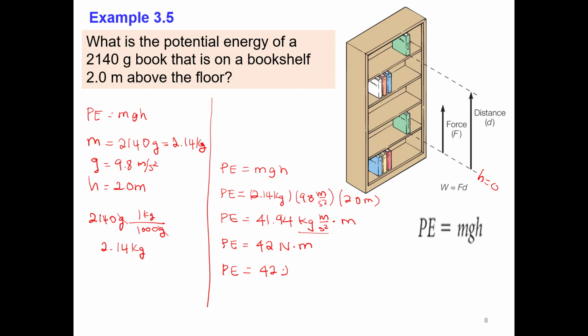Newtons times meter is joules, as we expected, because this is the unit for energy, joules. Remember, the units for energy and work are the same, joules. And this is the answer: 42 joules. The potential energy of this book in this position corresponds to 42 joules.